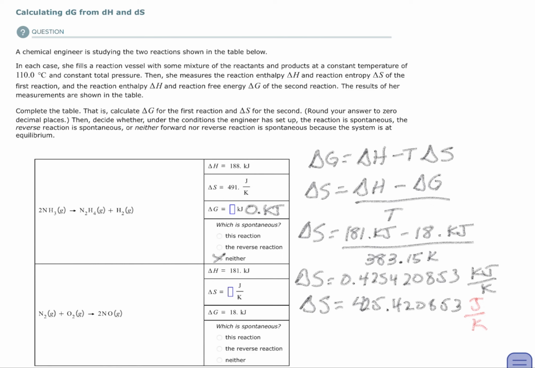And please do that. I also remember that in this case, I've got a positive G. So my G here is 18 kilojoules, and since it's positive, a positive G means that it's spontaneous in the reverse reaction. So my entropy was 425 joules per Kelvin, and since I have an 18 kilojoules free energy, it means that the reverse reaction is spontaneous.